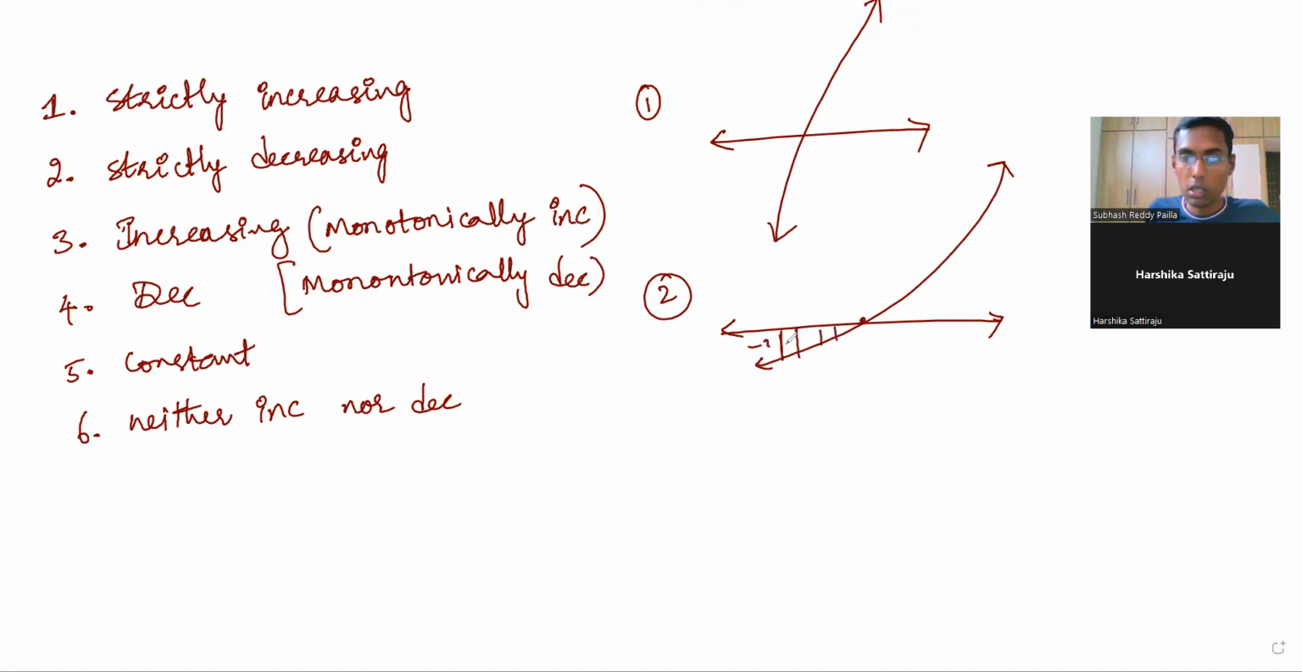First it is minus 1, then 0, 1, 2. Strictly increasing. Yes, sir. This one is strictly increasing, and this one is strictly increasing.